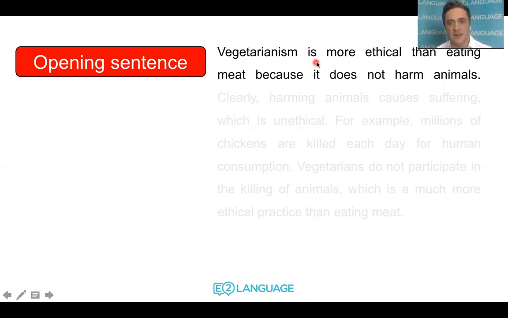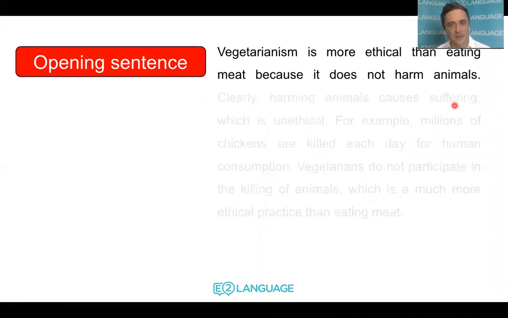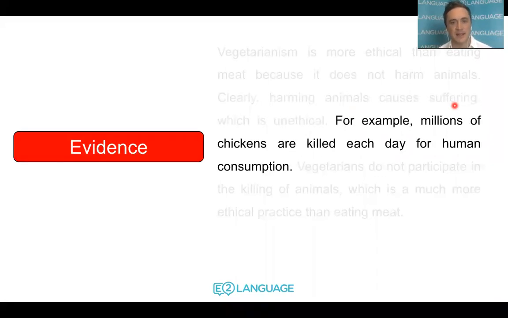It says, vegetarianism is more ethical than eating meat because it does not harm animals. But it has a purpose. It's now talking about animals. The next sentence, the support sentence, follows on from the opening sentence. It adds information to the opening sentence. Clearly, harming animals causes suffering, which is unethical. Let's look. Vegetarianism is more ethical than eating meat because it does not harm animals. Clearly, harming animals causes suffering, which is unethical. This then leads on to evidence. We need evidence to support this claim. The evidence is, for example, millions of chickens are killed each day for human consumption.